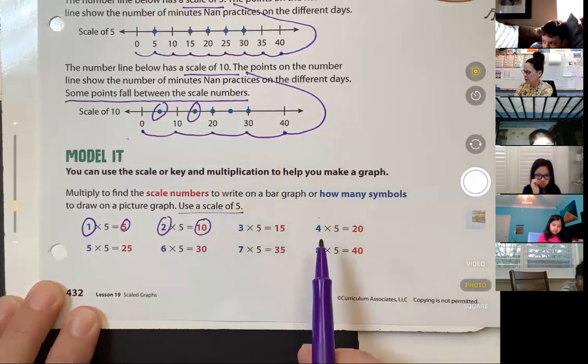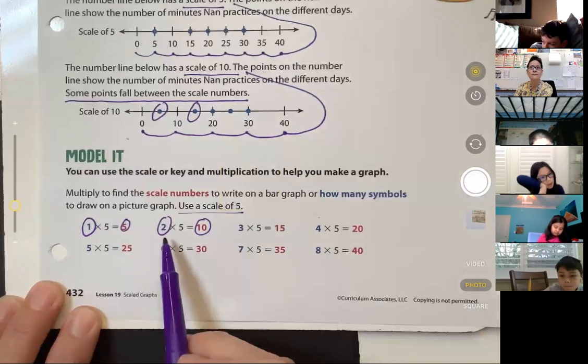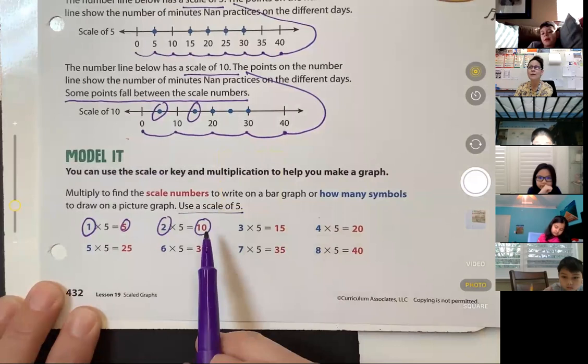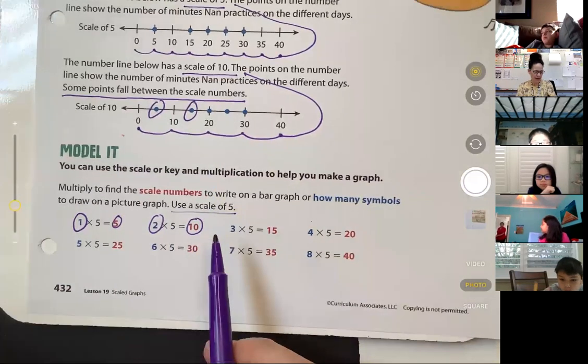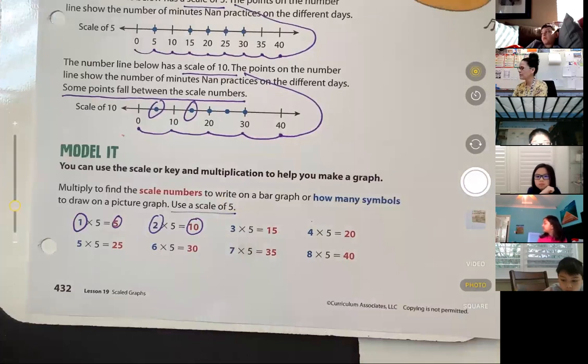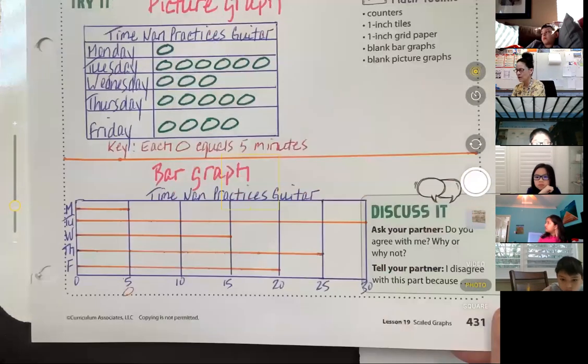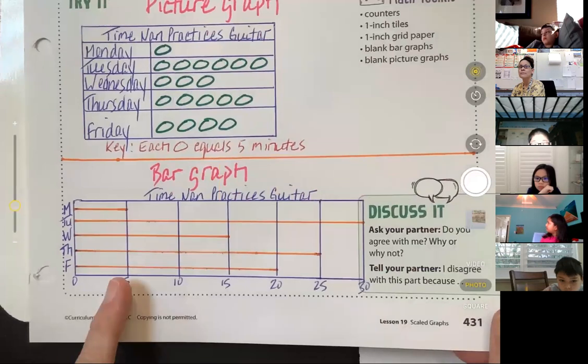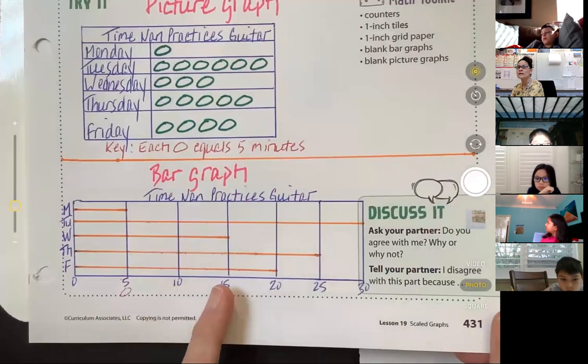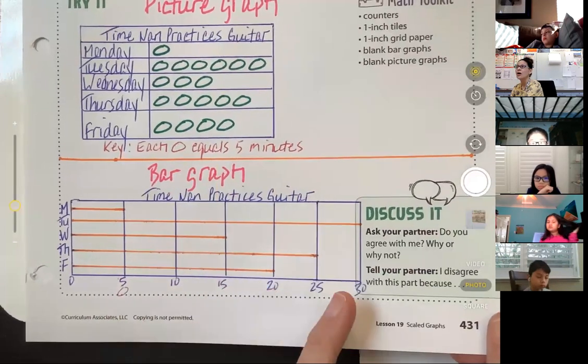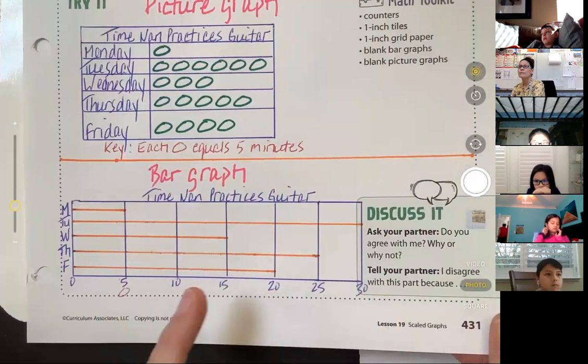The blue represents the symbols. The 10 or the red would represent the scale number. And if I show you back where we were on the bar graph, for example, that's exactly what you're going to see here. Multiples of 5, all the way through.